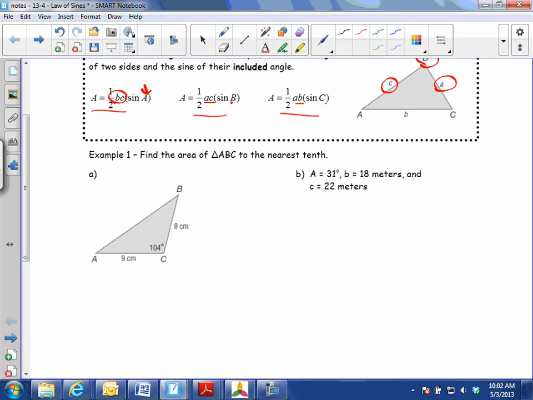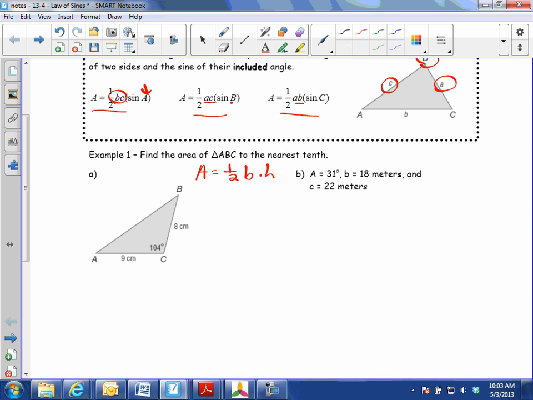So it's the same formula, but just written 3 different ways. In this case, we're looking at part A. It asks us to find the area of this triangle to the nearest tenth. Normally, what's our formula to find the area of a triangle from geometry? Yeah. Area equals half times base times height.